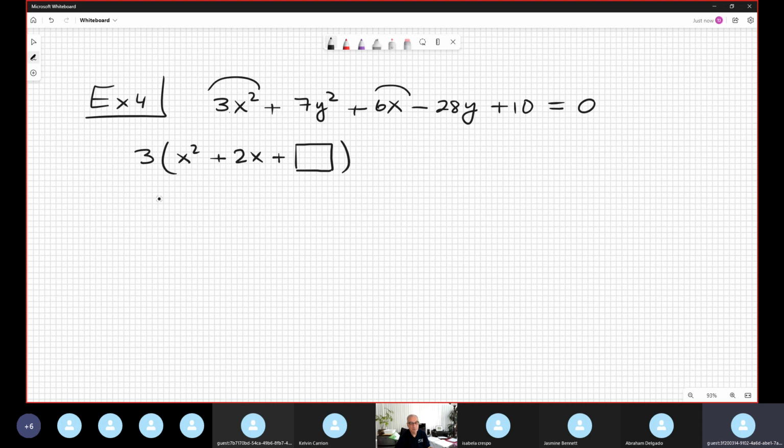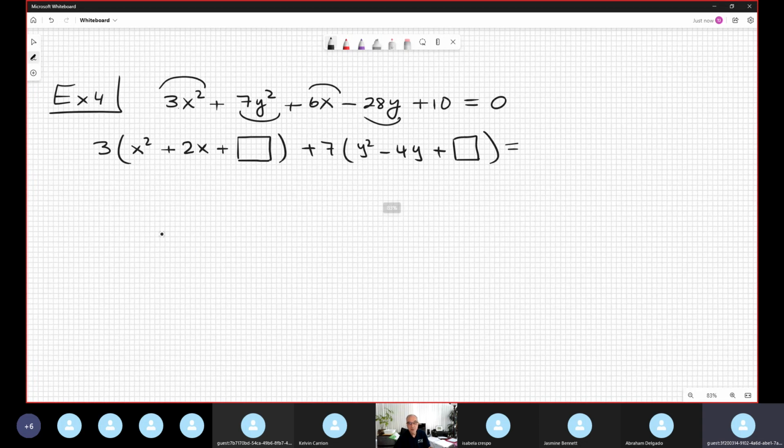Because I need the perfect square trinomial. And the y part is this and this. You factor out 7, this is y squared minus 4y plus another box. On the right-hand side, I move the 10, so it's minus 10 plus two boxes. When you introduce artificially this number that completes the square, you keep the equilibrium of the equation. Remember, the formula to complete the square is b over 2 squared.